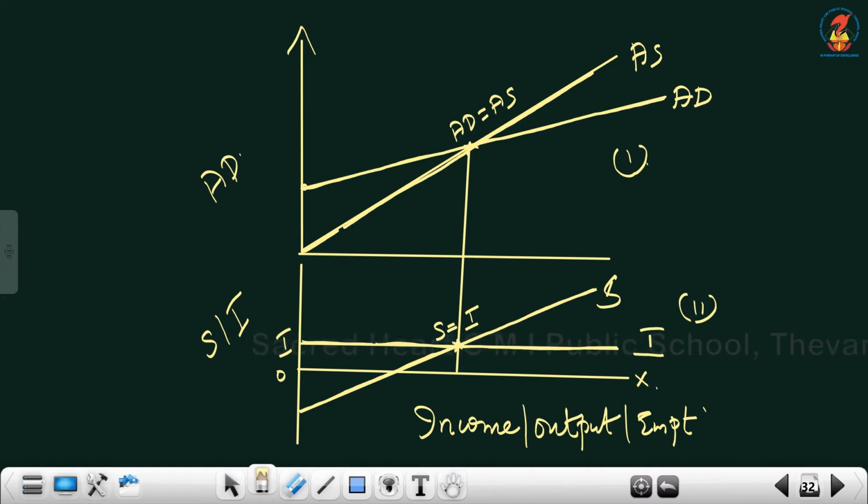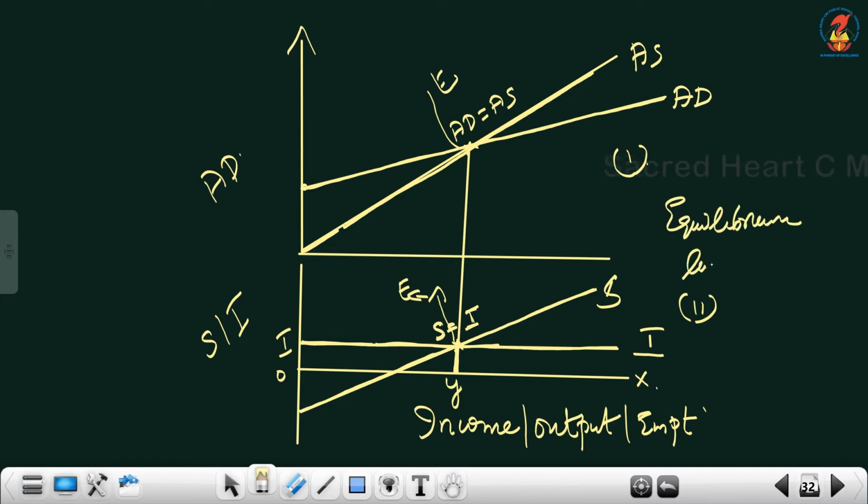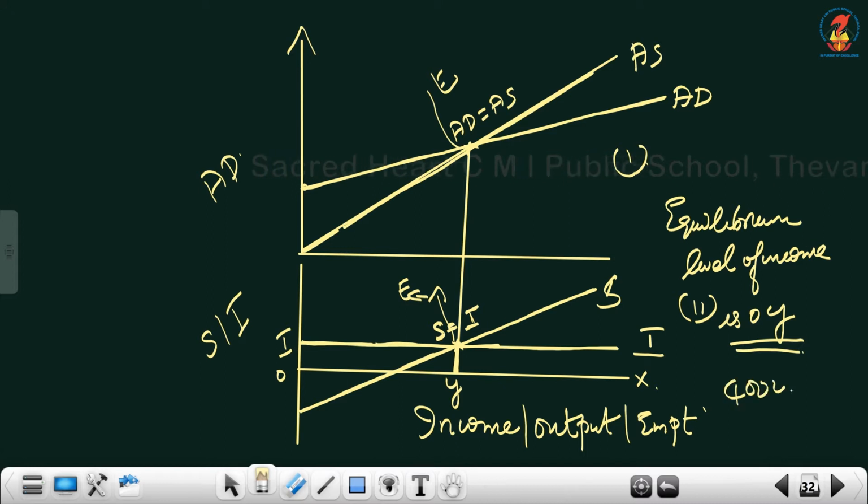The saving curve intersects with this investment curve at point E. This is also the equilibrium point. So, at this equilibrium point, saving is equal to investment. From that point, if you draw a line to the x-axis, you will get the equilibrium level of income, which is 400 in our example. So, equilibrium level of income is OY, which is 400 in the example.